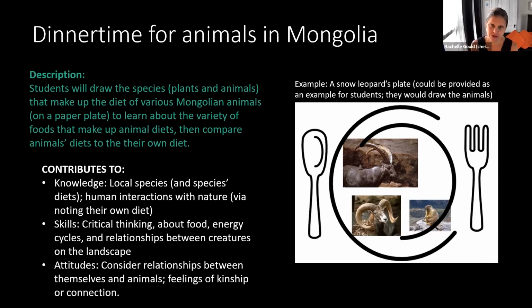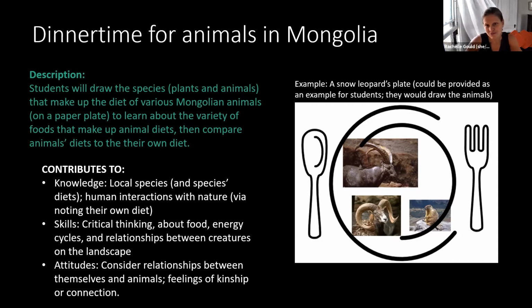And then what this contributes to, a couple different things. So it's local species. So what species around them are consuming, how they're connected. And then what I was just talking about. So human interactions with nature via noting their own diet. So making that connection with their own impact on the environment and how they're interacting with the environment via their diet. Then again, critical thinking as before. So thinking about food, energy cycles, and relationships between creatures on the landscape.